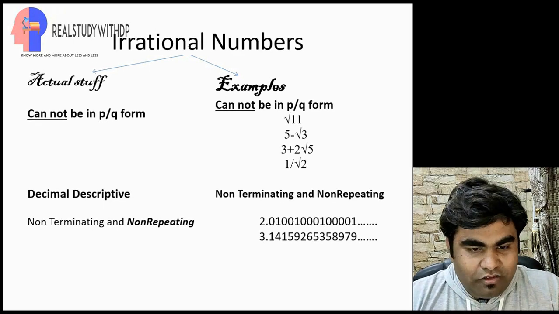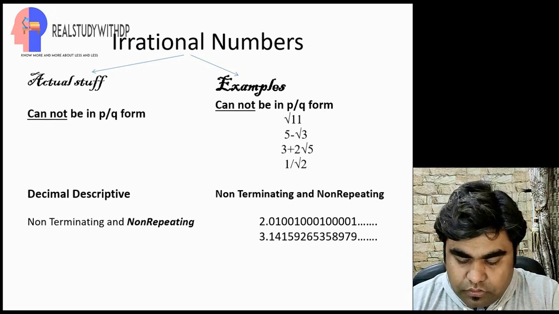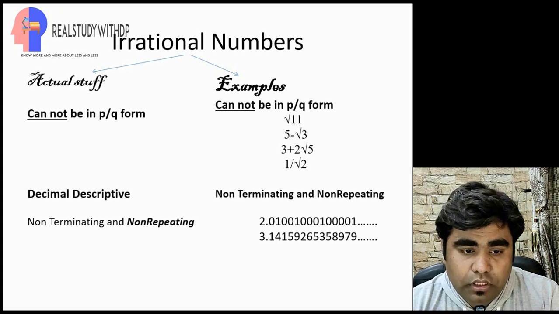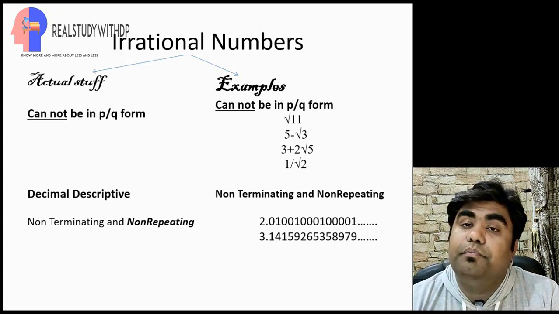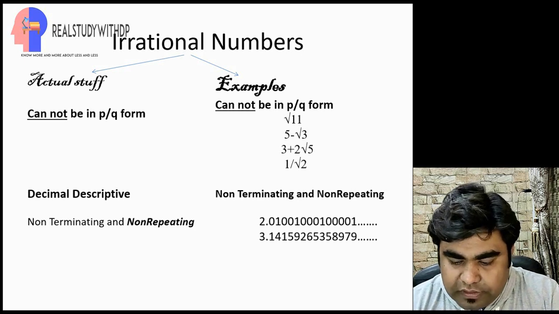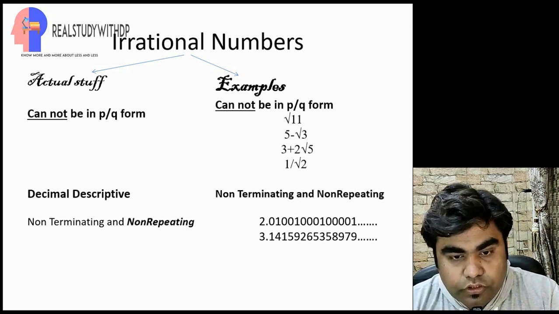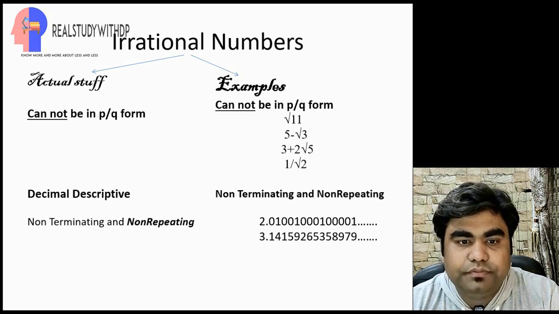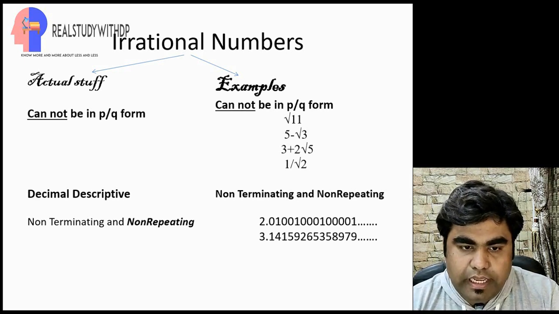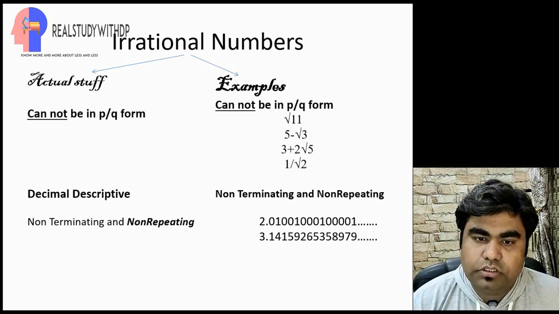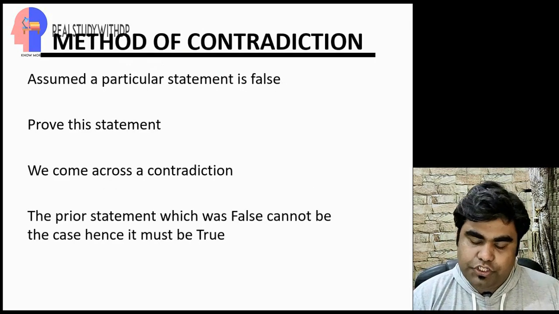Hello. So as we have seen till now, we have seen irrational numbers and a few of the examples, and we have discussed a few of the associated properties with them. Now let's move on to the next section and see what we have. So as discussed, after discussing numbers, we are going to discuss the method of contradiction.